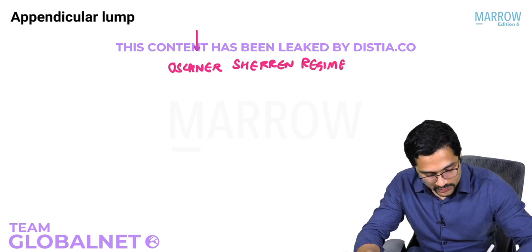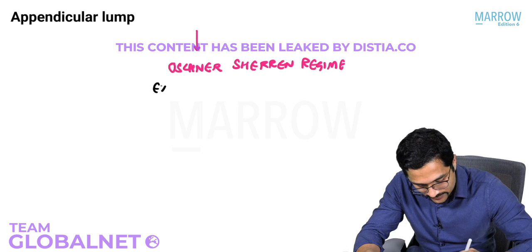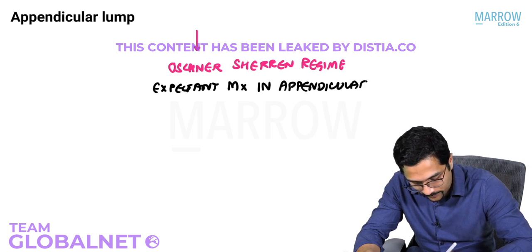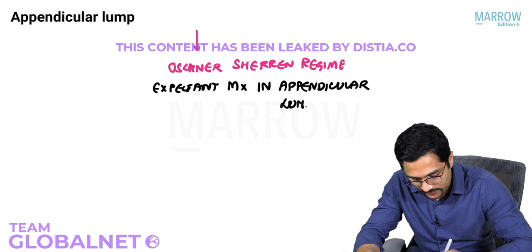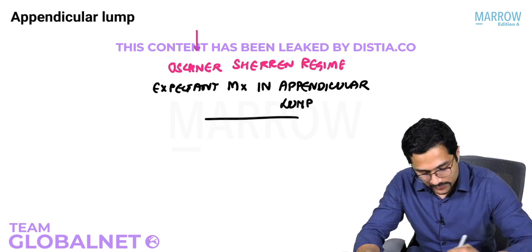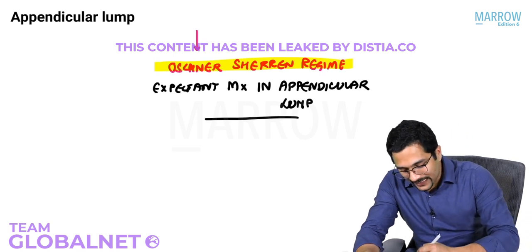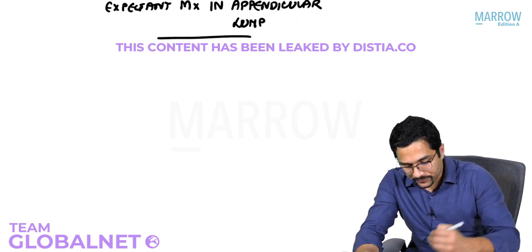And what is Ochsner-Sherrin regime? Ochsner-Sherrin regime is expectant management in appendicular lump. Expectant management or non-operative management in a patient with an appendicular lump is known as Ochsner-Sherrin regime. Now, what exactly is done in Ochsner-Sherrin regime?